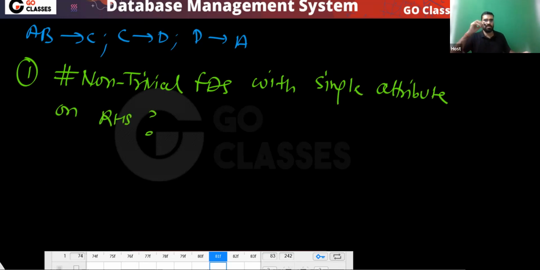If I ask you this question with a single attribute on RHS, how to solve it? What is the best method? Yes, one by one you take LHS and you count.